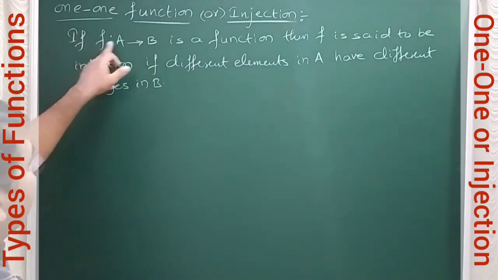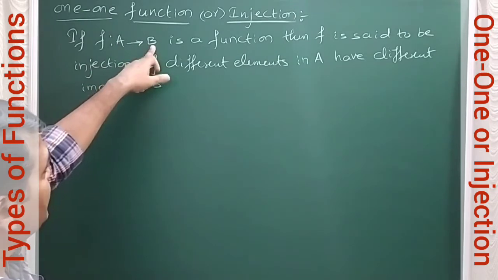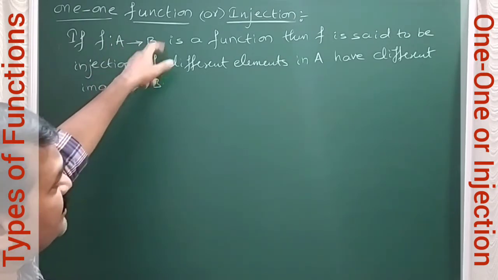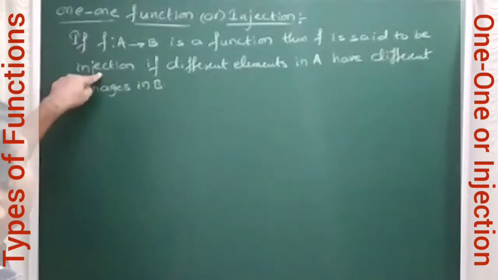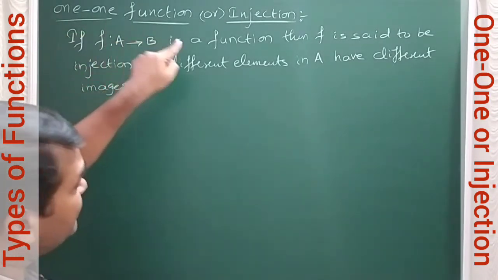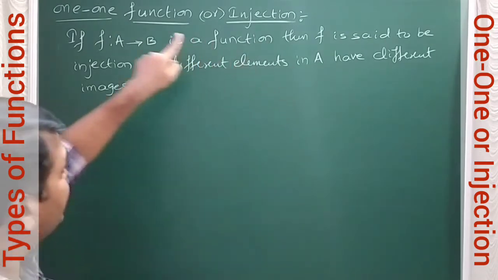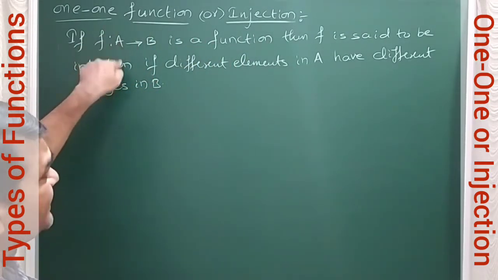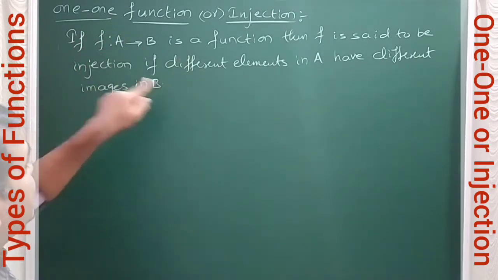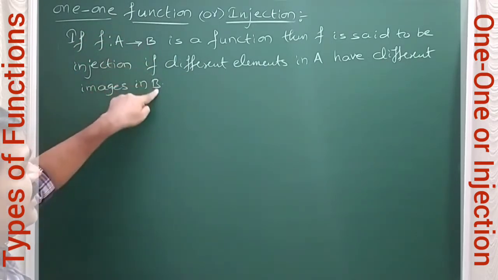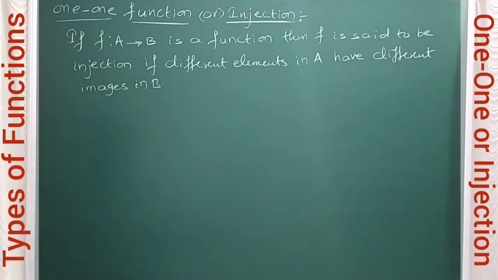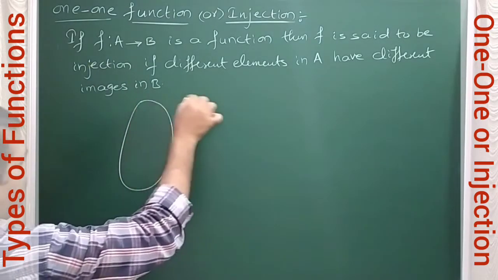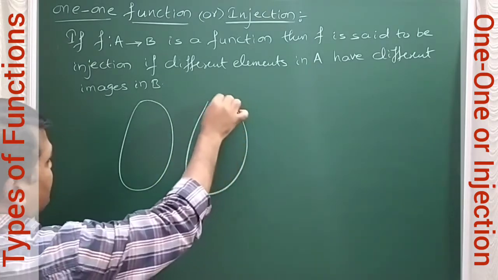A function f maps A to B. A is the domain, B is the codomain. A function is said to be an injection or one-one if different elements in set A, that means different elements in the domain, have different images in the codomain B. Different elements must have different images. So I will show you different examples.